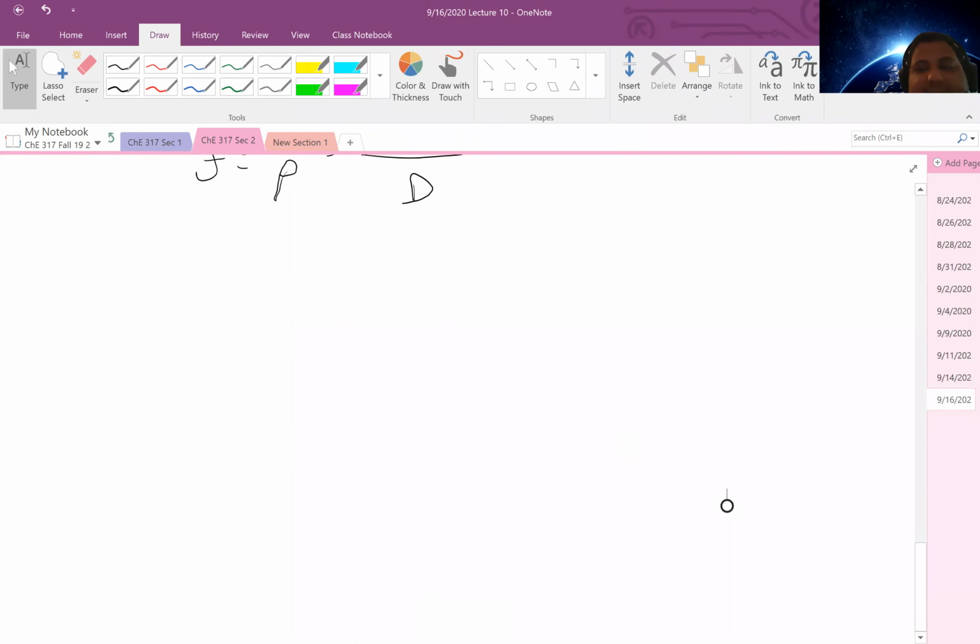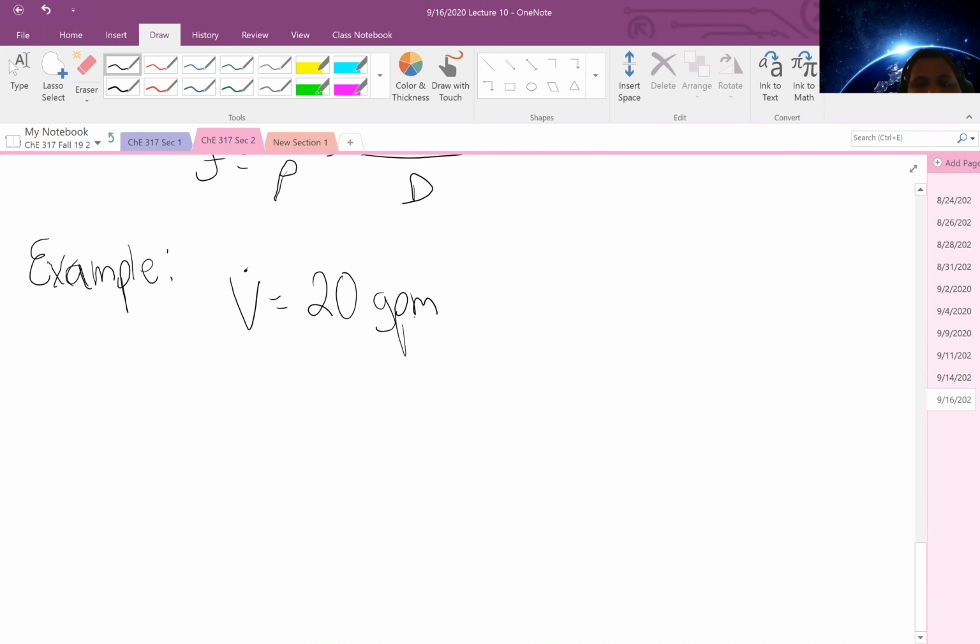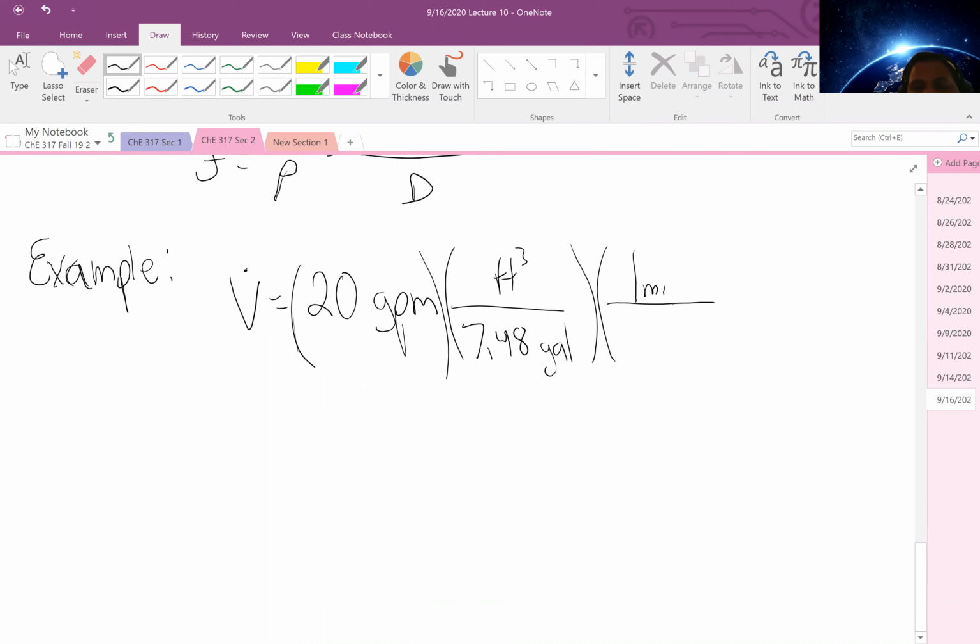So let's take a look at this example. For this system, our flow rate is 20 gallons per minute, which if we wanted to convert to cubic feet per second, we could divide by 7.48 gallons in a cubic foot. And in 1 minute, there are 60 seconds.